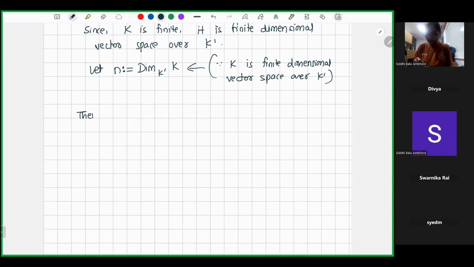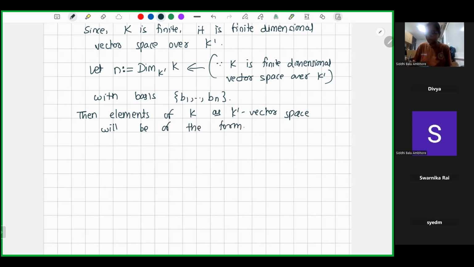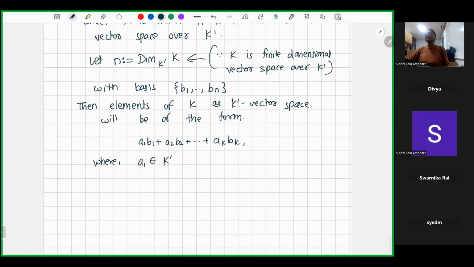Okay, so this n I'm defining as the dimension of K over K'. Then, with basis b1 to bn, any element of K as a K' vector space will be of the form a1 b1 + a2 b2 + ... + an bn, where these ai are in K'. So how many such possibilities are there?